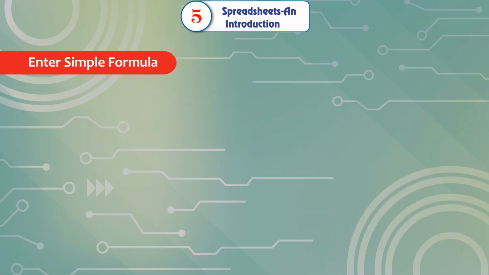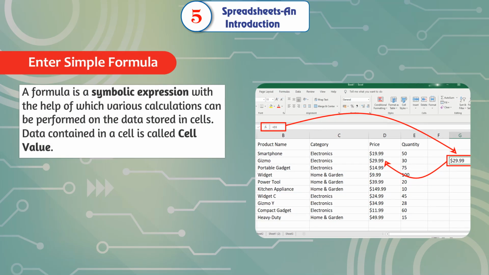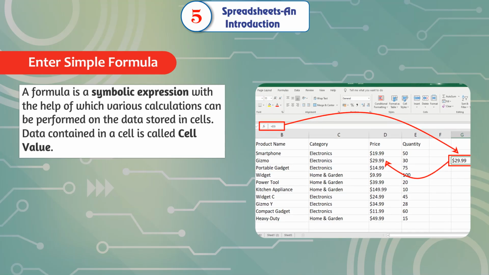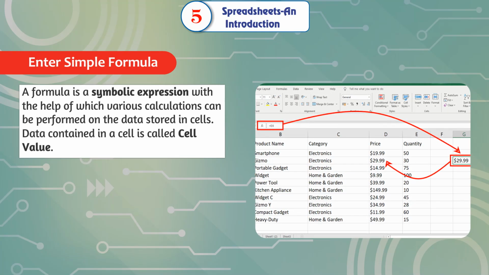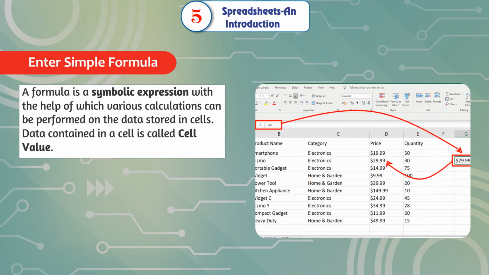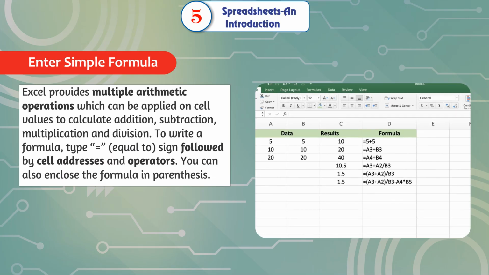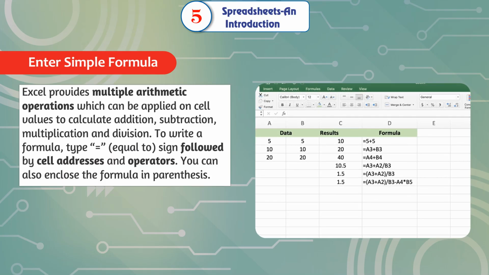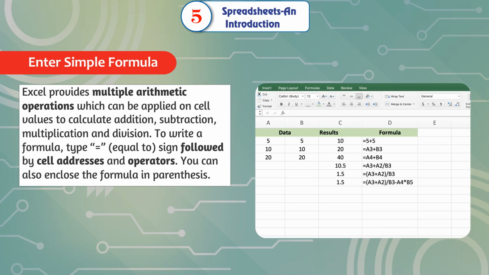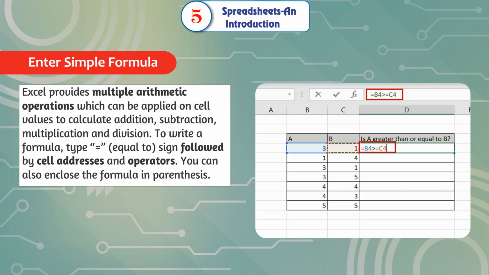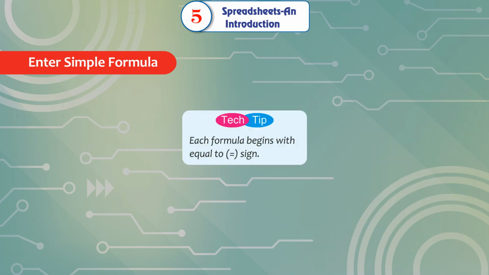Enter simple formula. A formula is a symbolic expression with the help of which various calculations can be performed on the data stored in cells. Data contained in a cell is called cell value. Excel provides multiple arithmetic operations which can be applied on cell values to calculate addition, subtraction, multiplication, and division. To write a formula, type equal to sign followed by cell addresses and operators. You can also enclose the formula in parentheses. Tech tip: each formula begins with equal to sign.